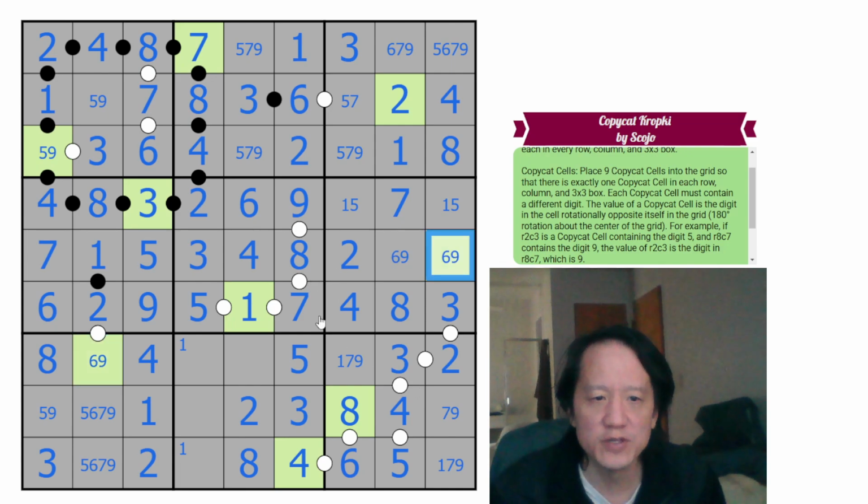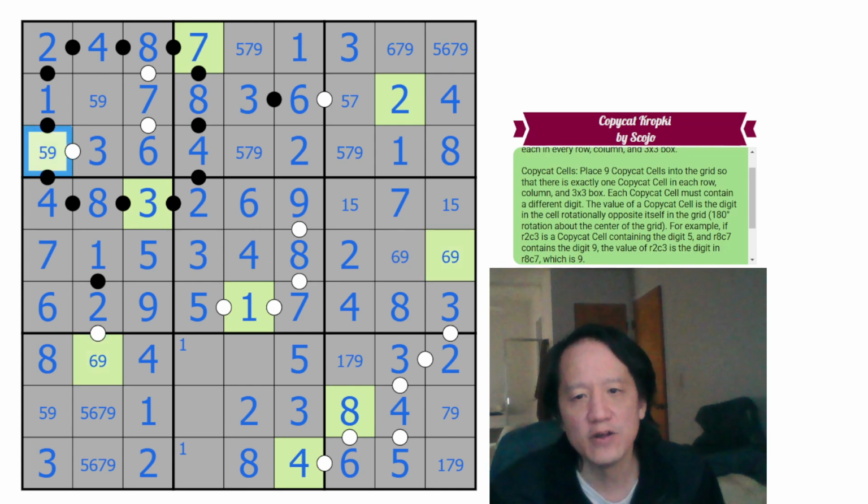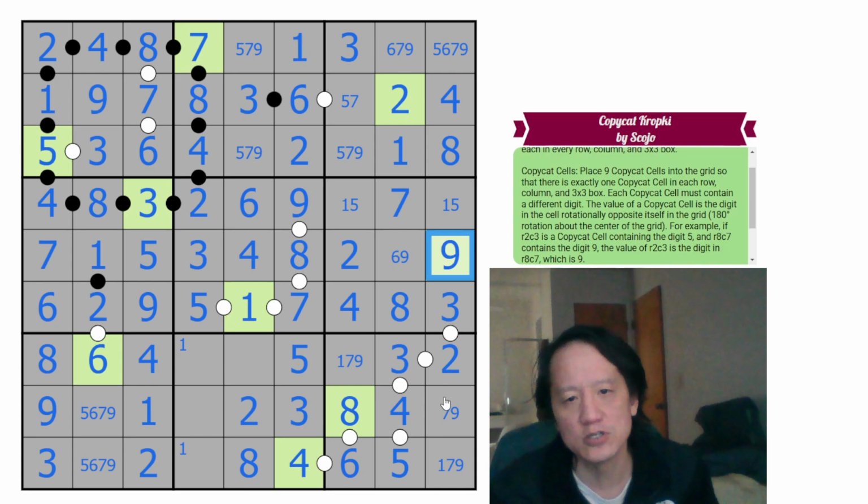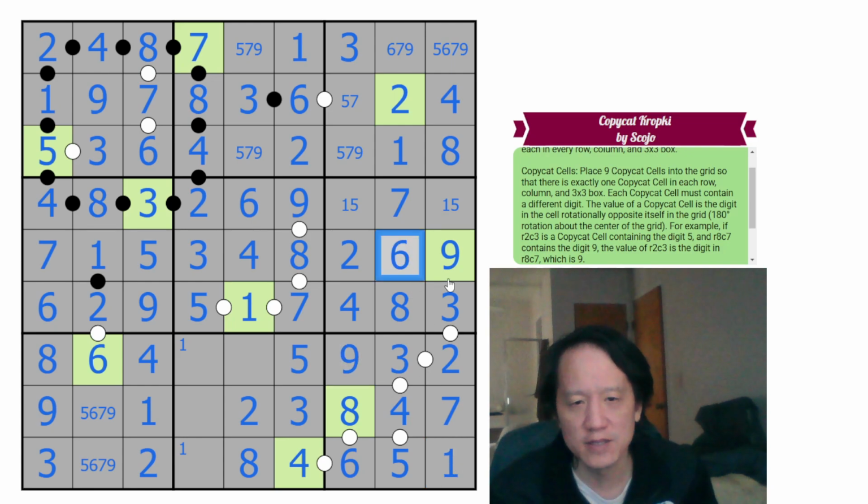This can't be 7, this is a 6969 pair, therefore the rest of the copycat cells cannot contain a 6 or a 9, so this must be 5, which makes that a 9, which makes this a 6. This can't be 5, this is 9 now. Since we have a 6 here now, the copycat cell cannot contain a 6, so this must be 9, which means this is 7, this is 1. Which makes this a 9. I think this is correct. And this is a 6.